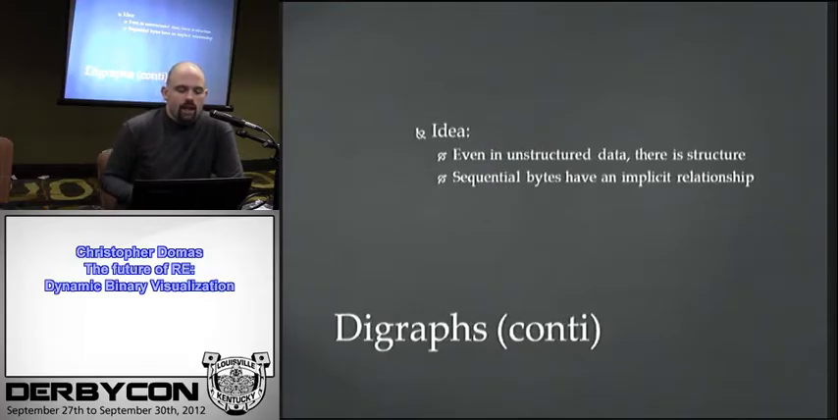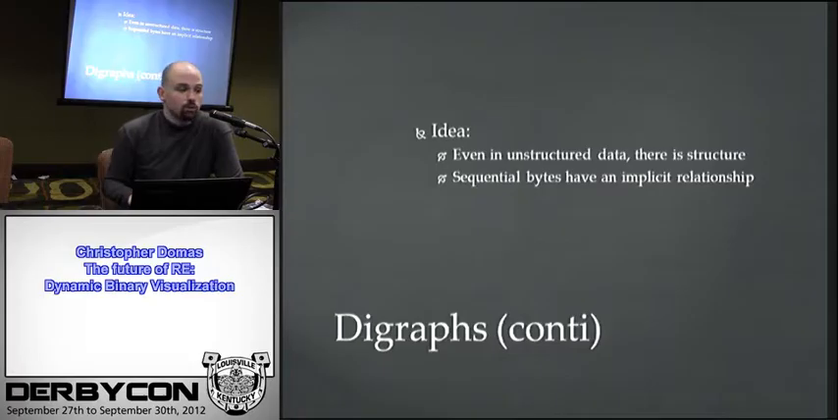Conti posited that even in unstructured data, there is some type of structure. And barring any other information about what type of information we're looking at, we can assume that sequential bytes have some kind of implicit relationship. So Conti's only dilemma is how do we conceptualize and understand that relationship if we have no idea what it is? And so here's where Conti's genius comes into play.